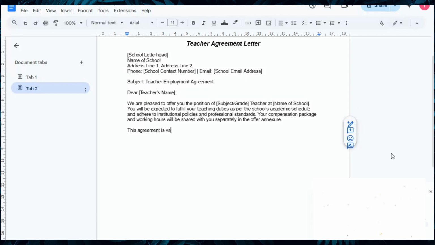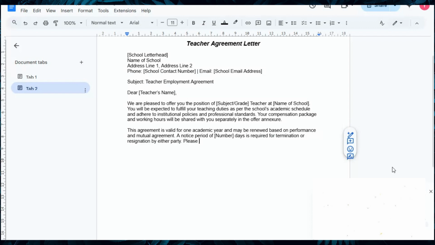This agreement is valid for 1 academic year and may be renewed based on performance and mutual agreement. A notice period of days is required for termination or resignation by either party. Please confirm your acceptance by signing below. Sincerely, Principal's name, Principal, name of school."